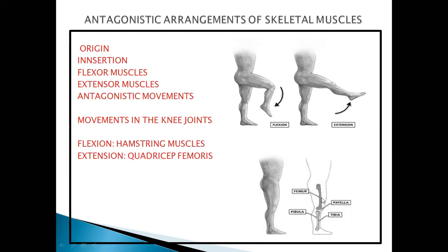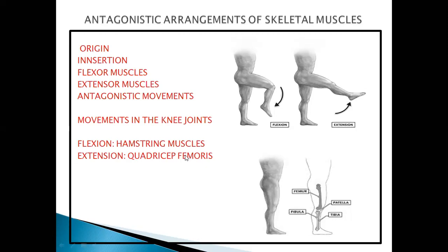The main extensor muscles are quadriceps femoris. They originate at the ilium and femur. Yes, from this point, you know, the pelvic girdle points, the ilium and the ischium. They come together in tendons surrounding the patella and insert at the tibia. Its insertion point is the tibia, where the kneecap is present. So this is the insertion end and this is the origin end for both hamstring muscles and the quadriceps femoris.